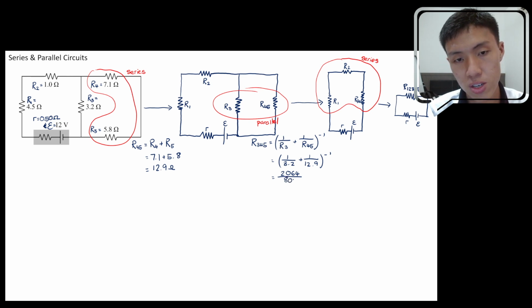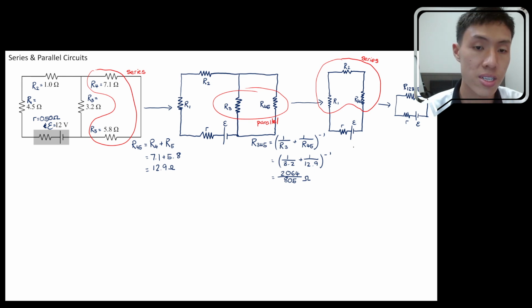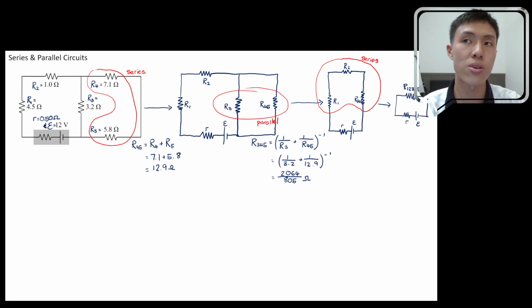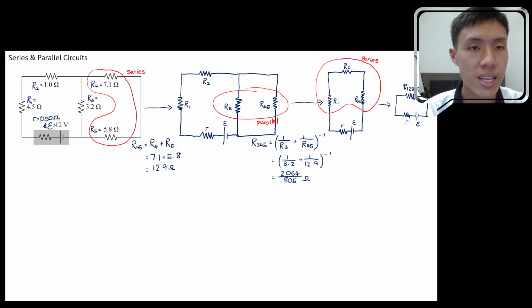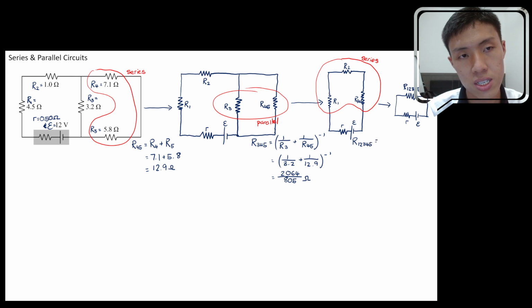I leave it in fraction because if I put it into decimal, it will be an irrational number with a long decimal places. So I keep it in fraction, then it will avoid me from rounding up my answer halfway during the calculation. I keep it in fraction so that I do not need to round it up. Okay, next I will be combining R1, R2, and R345. They are connected in series. So what I need to do is just add them up. So R1, 2, 3, 4, 5 will be a simple summation of R1, R2, and also R345.